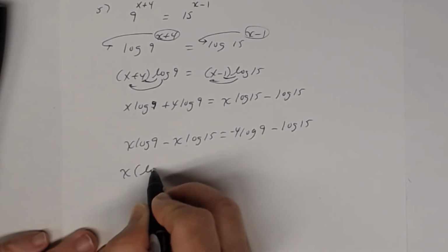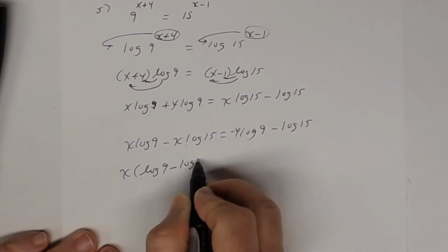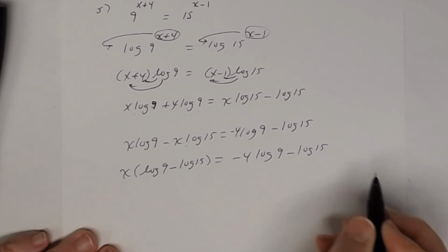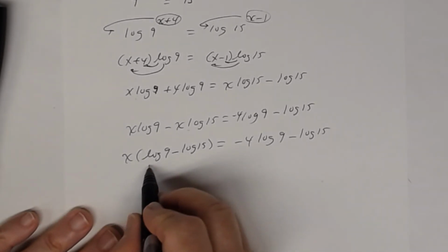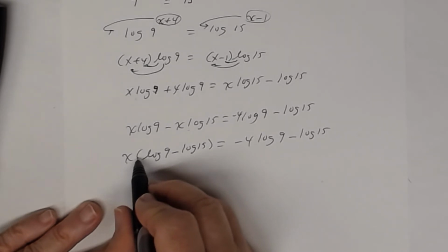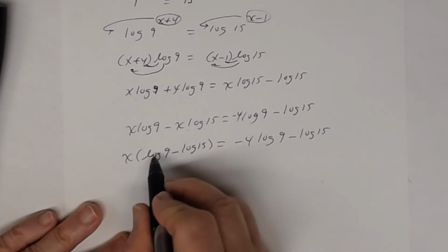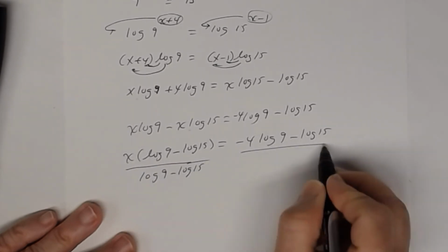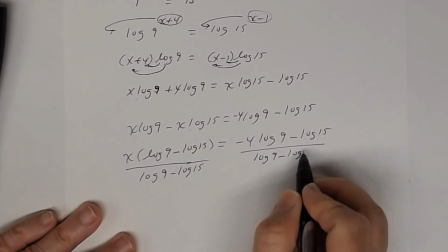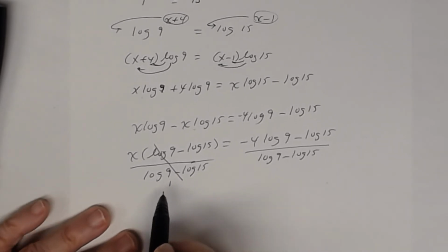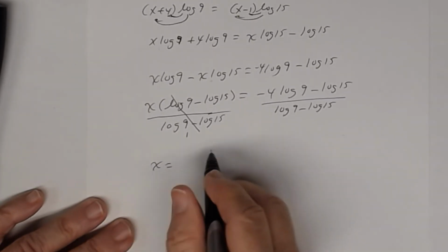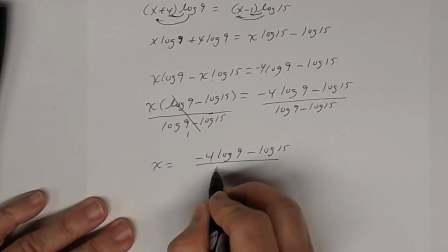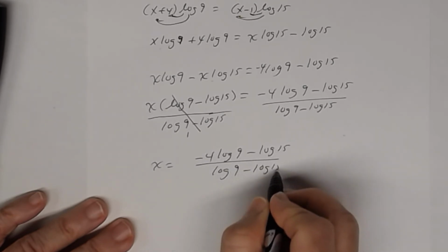I get x times the log of 9 minus the log of 15 equal negative 4 log 9 minus the log of 15. And then you get x by itself. We're almost done. Get x by itself. Since I'm multiplying x by this real number, I'm going to go ahead and divide both sides by that coefficient, by that real number. Just like this. Log of 9 minus the log of 15. And so these divide out. And so I get x is equal to negative 4 log 9 minus the log of 15 divided by log 9 minus the log of 15.